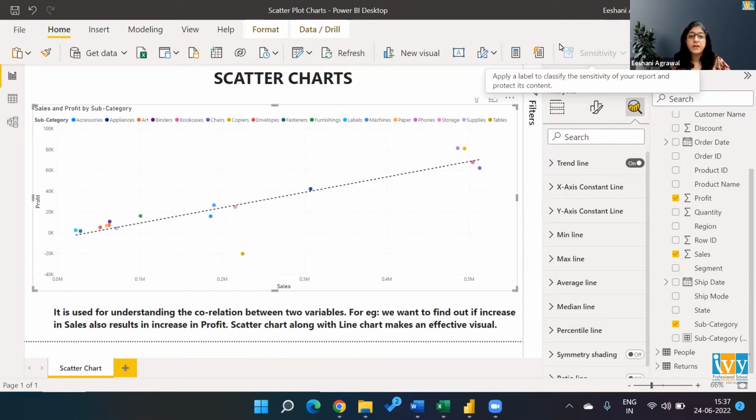Like we discussed combo charts last time in Power BI, this time we're going to talk about scatter charts. Now, what are scatter charts? Why do we need them? And then we'll go ahead and try to create them.